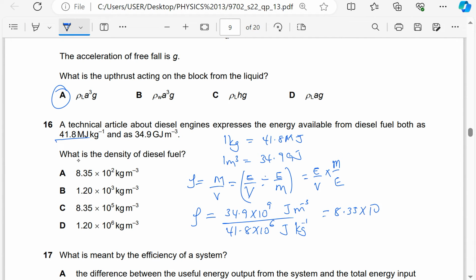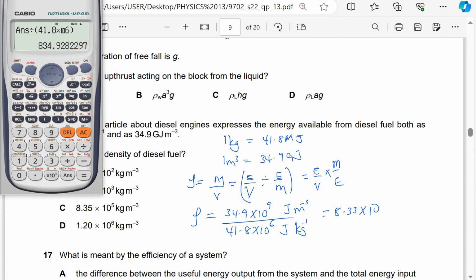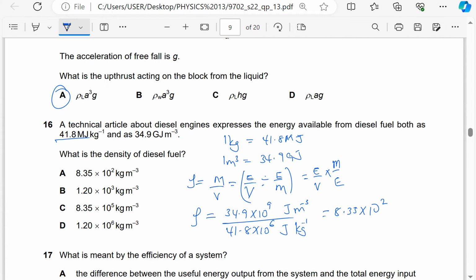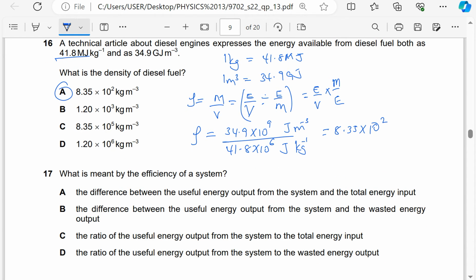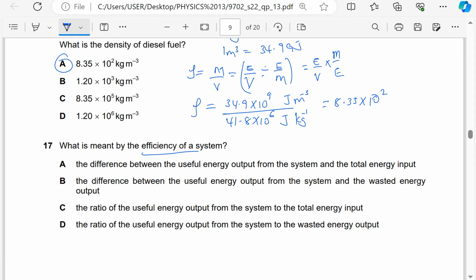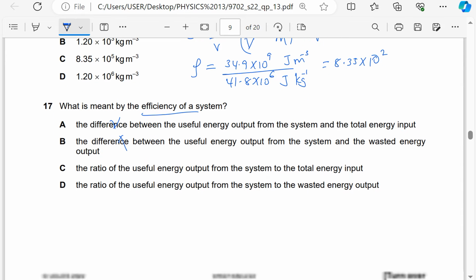8.35 times 10 to the power of 2. So which makes the answer to be A. What is meant by efficiency? Of course, that is useful energy output over total energy input. It is not a difference. It is the ratio of the useful energy output from the system to the total energy input in the system, so that is efficiency.